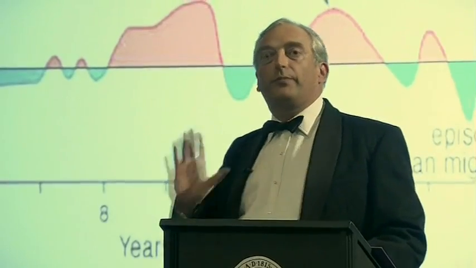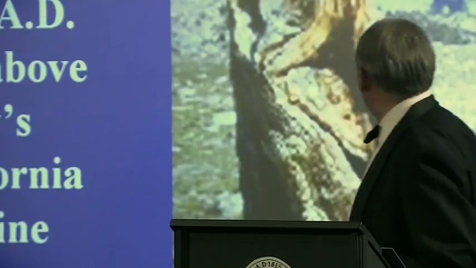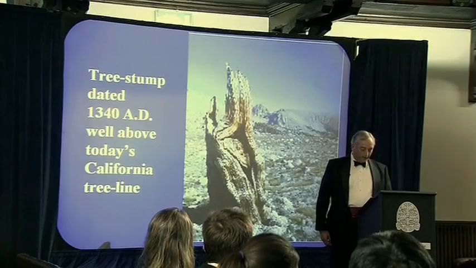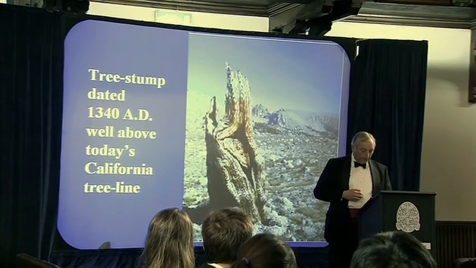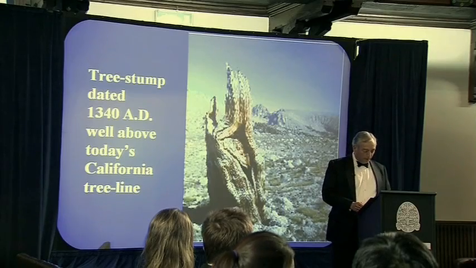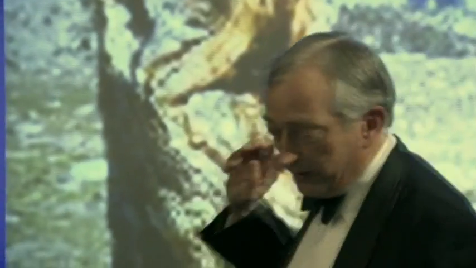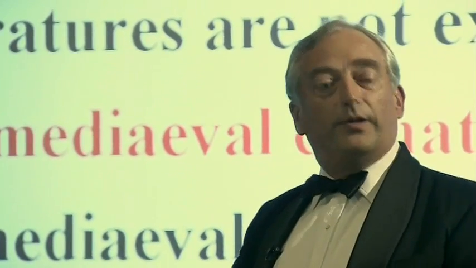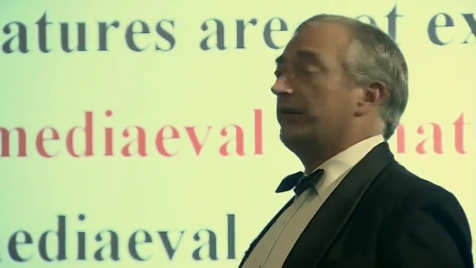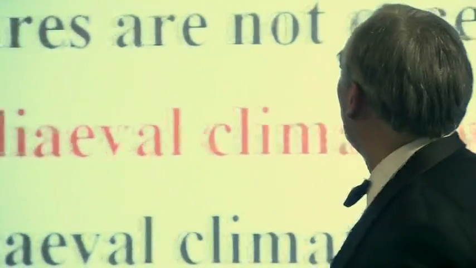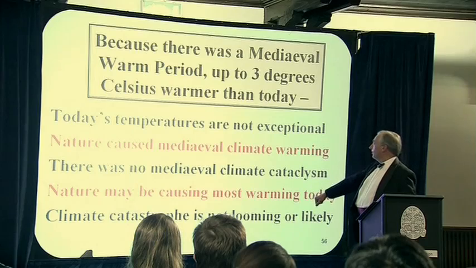And then let's just look at something from the real world. These graphs are all very well, but here is a tree stump. See how isolated it is. It's dated 1340 AD by carbon dating, and that's at the height of the medieval warm period. It stands in splendid isolation well above today's California tree line. And because it did exist, because there was a medieval warm period, and it was in some places 3 3/4 degrees Celsius higher than it is today, we cannot safely say that today's temperatures are exceptional.